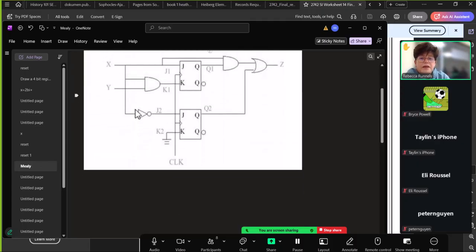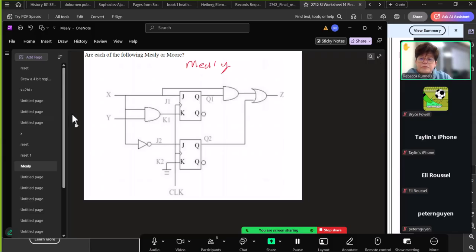Could you repeat that one more time? Yeah, so you look at your input. The input is always going to go into the flip-flops. But does your output depend on the input aside from the fact that the input is going into the flip-flops? And the answer here is yes, because the part of the output right here, this X, doesn't go through one of the flip-flops, but it's part of the output. So that makes it Mealy.